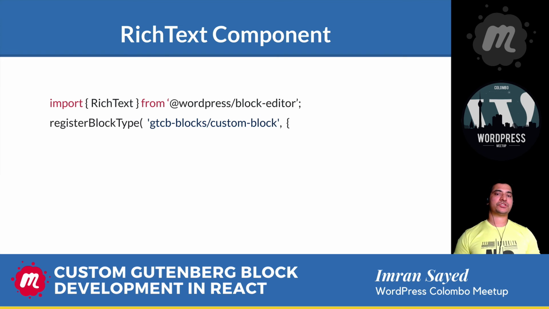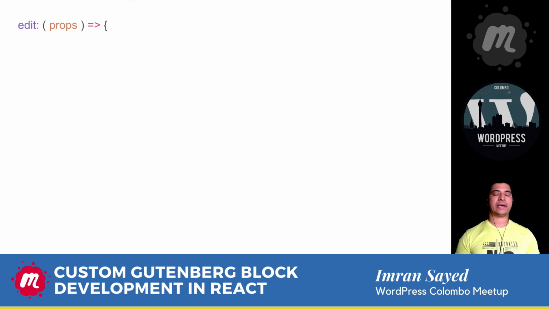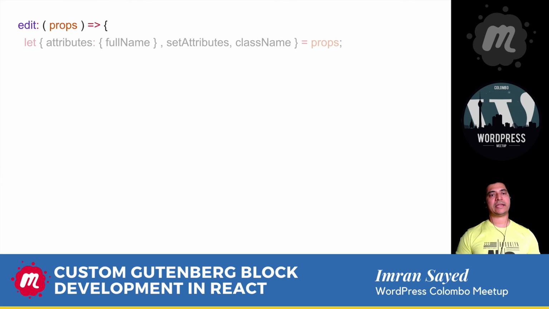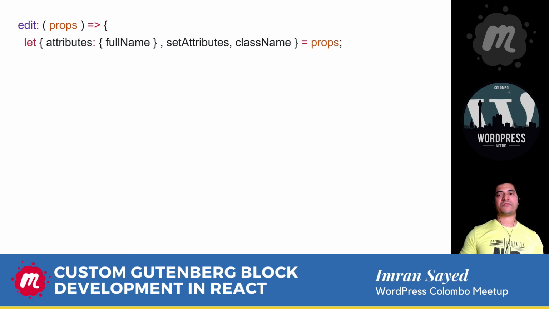And then you use the register block type function to register our block. We go ahead and use it inside of the edit function. So we had gone ahead and added the attributes, which is full name. We know that we can pull the set attributes and class name, like I explained to you when we did the console. These are the keys that are available inside of props, so we can use them.